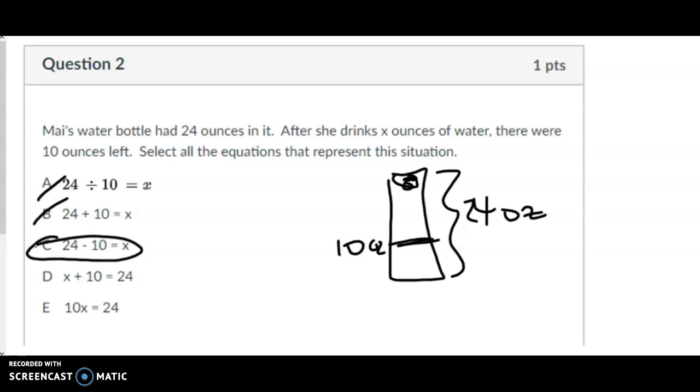D, we don't know how much we drank, but we know if we add the 10 back, we will get a full cup of water. So that's a good one too. And 10 times some amount equals 24. I'm not multiplying anything right here. I'm just subtracting the water that she drank. So C and D are our best choices.